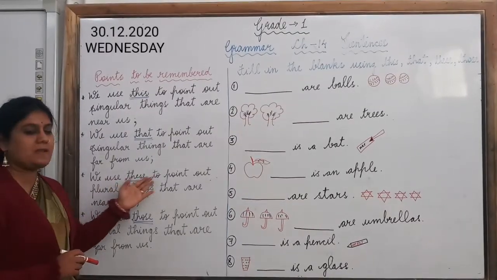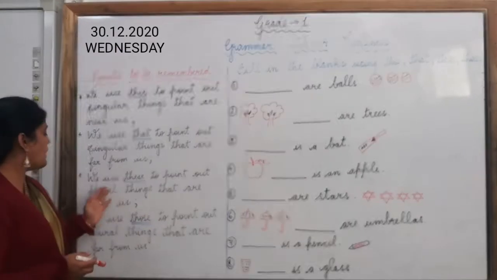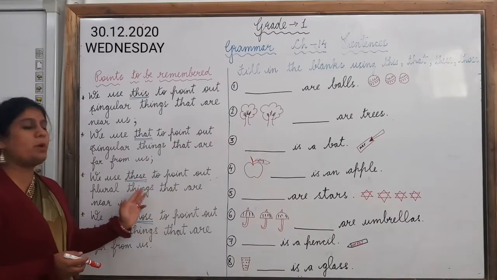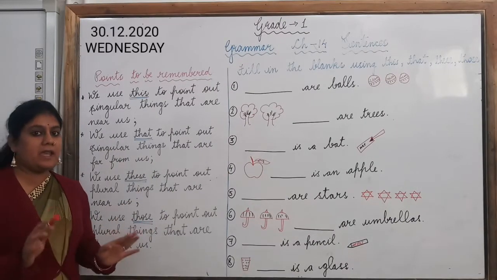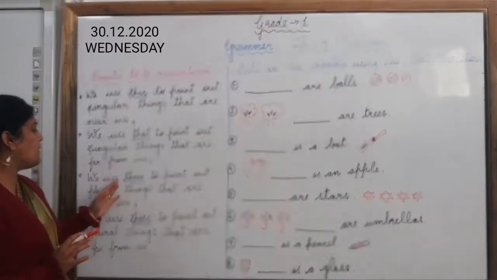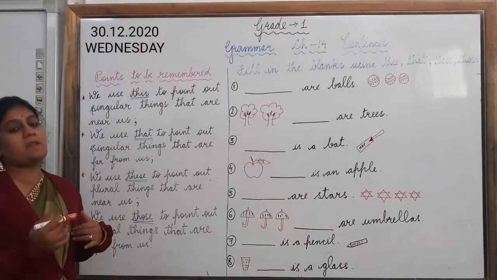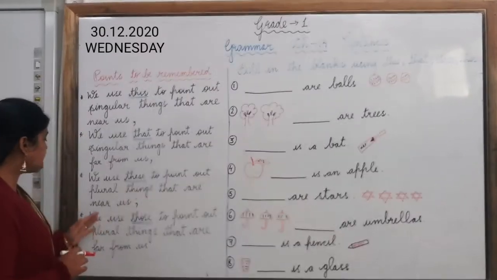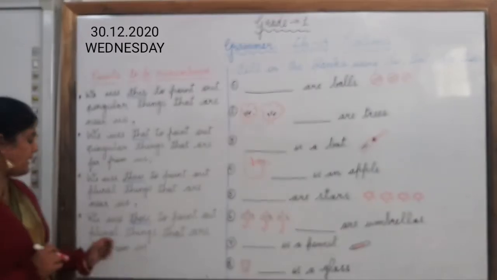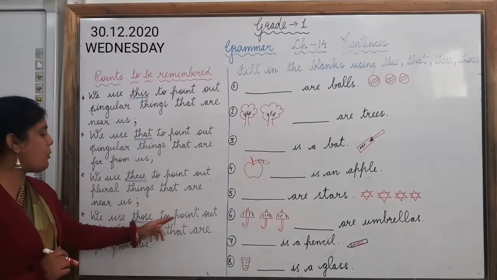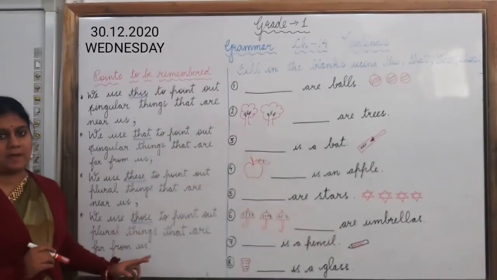Now the third point is how to use these in sentences. We use these to point out plural things. Plural means more than one. So we use these to point out plural things that are near to us. So children, these is used when we are talking about plural things and the things which are near to us. The last is those. We have to use the word those in sentences. We use those to point out plural things that are far from us.